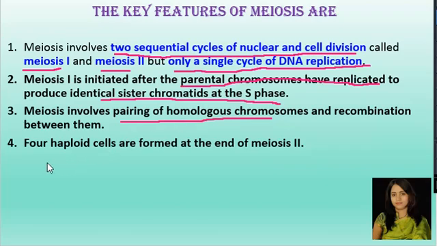After the second meiotic division, at the end of meiosis 2, 4 haploid cells are formed. Whereas in mitosis, at the end of the division, 2 daughter cells are formed. But after meiosis, 4 haploid cells are formed.